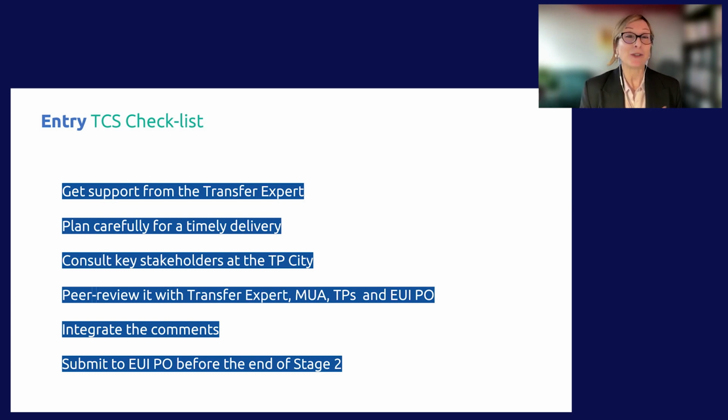Then, we recommend you fill in the survey in collaboration with the colleagues from different departments and key stakeholders. We also recommend you review an early draft with your transfer expert, the other transfer partners, the main urban authority, and your EUI project officer, for example, through peer review meetings. Then you can integrate comments received and finalize the draft. Finally, please proofread the survey and submit the final version to your project officer for validation.